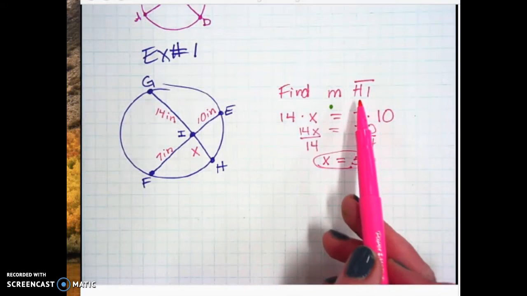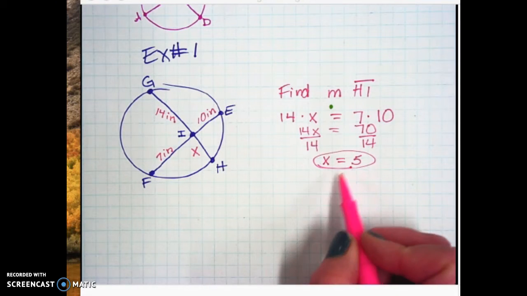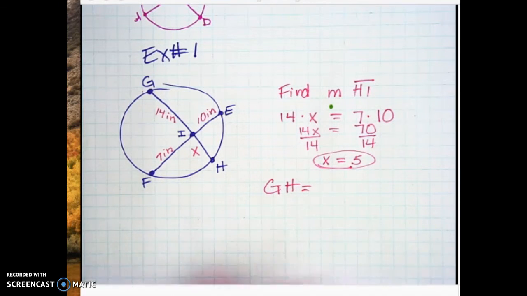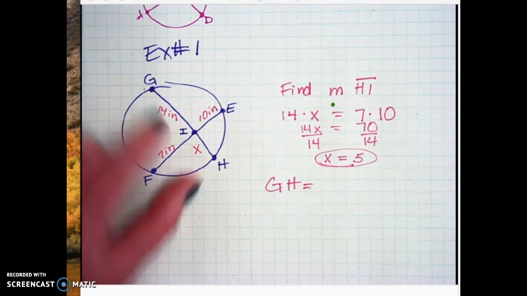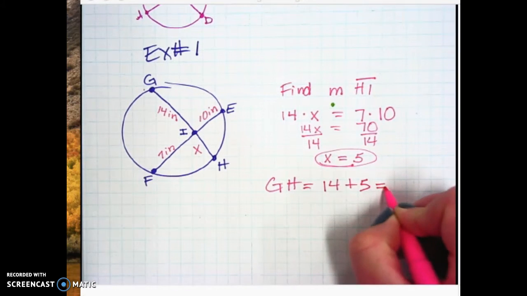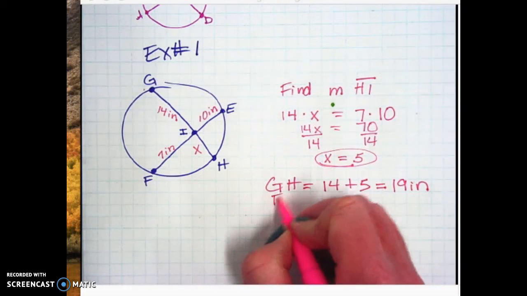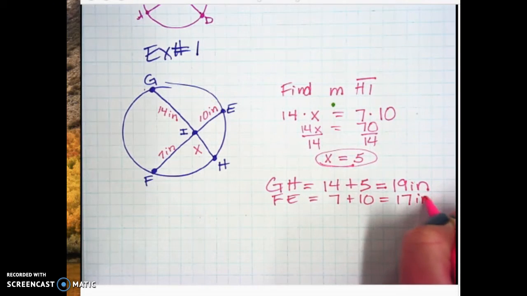But they want us to find, oh, that is HI. We got HI, but what if they ask us to find the length of the whole thing? What if they say, what is GH? Anybody know how I'd get GH? You should add it, right? So 14 plus 5 is going to be equal to 19 inches. Or they might ask you FE. That one, the numbers are already there. It's 7 and 10, so 17 inches.